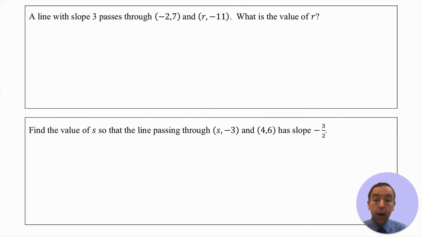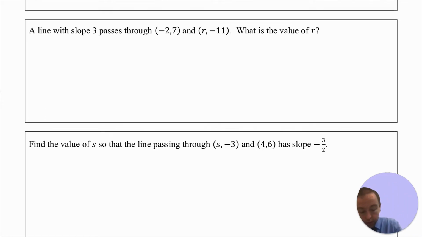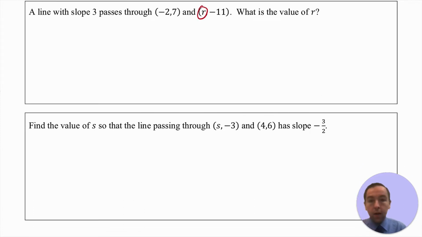We're given that a line with slope 3 passes through the ordered pairs (-2, 7) and (r, -11), and we want to determine what the value of r is. And so we are missing the x-coordinate in that particular point right there. But we do know the slope of the line is 3.